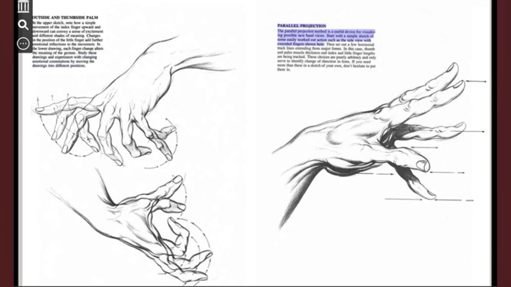Parallel projection. The parallel projection method is a useful device for visualizing possible new hand views. Start with a simple sketch of some easily worked out actions such as the side view with extended fingers shown here. Then set out a few horizontal track lines extending from major forms. In this case, thumb and palm muscle thickness and index and little finger lengths are being tracked. These choices are purely arbitrary and only serve to identify change of direction and form. If you need more than these in a sketch of your own, don't hesitate to put them in.